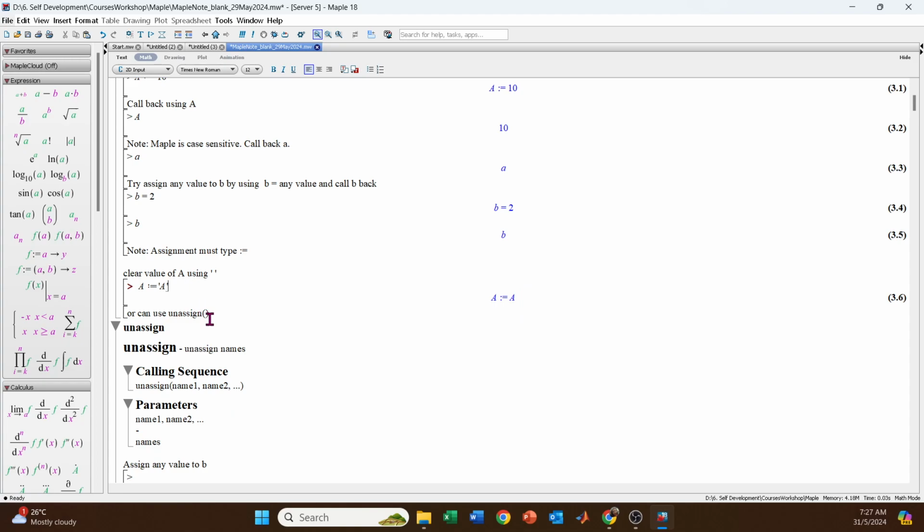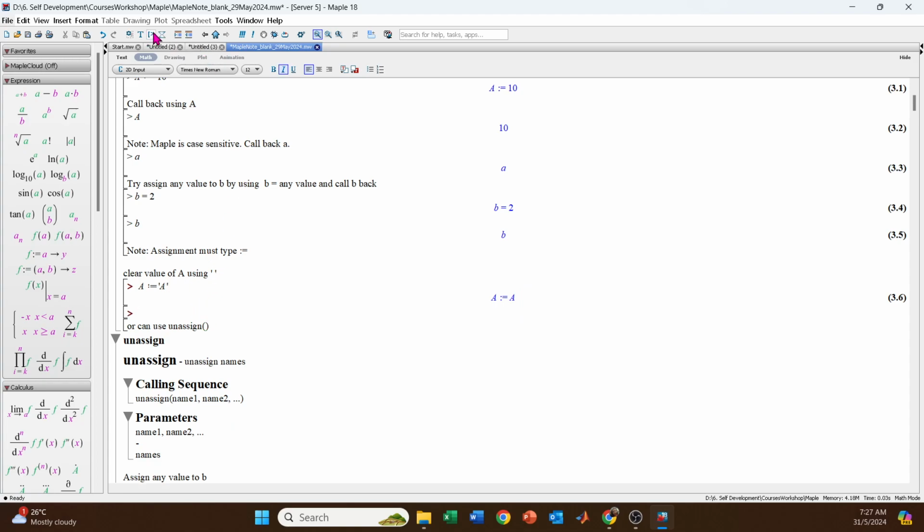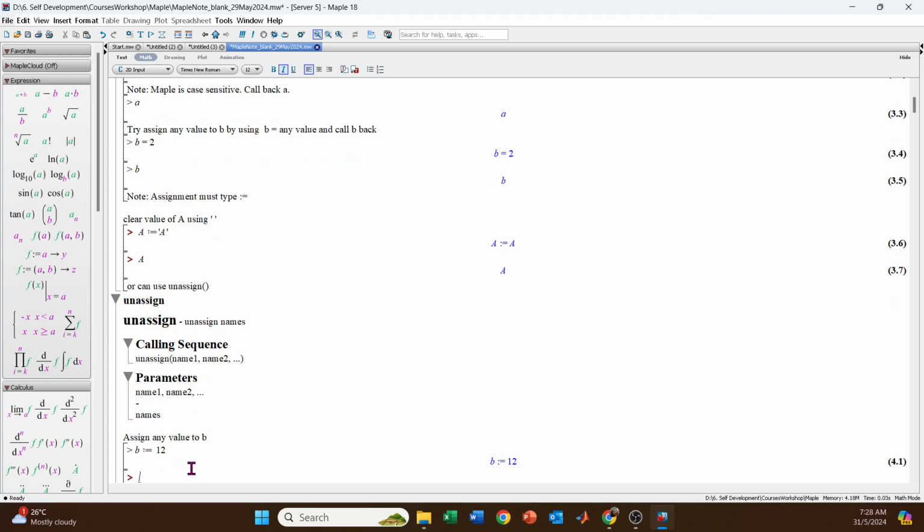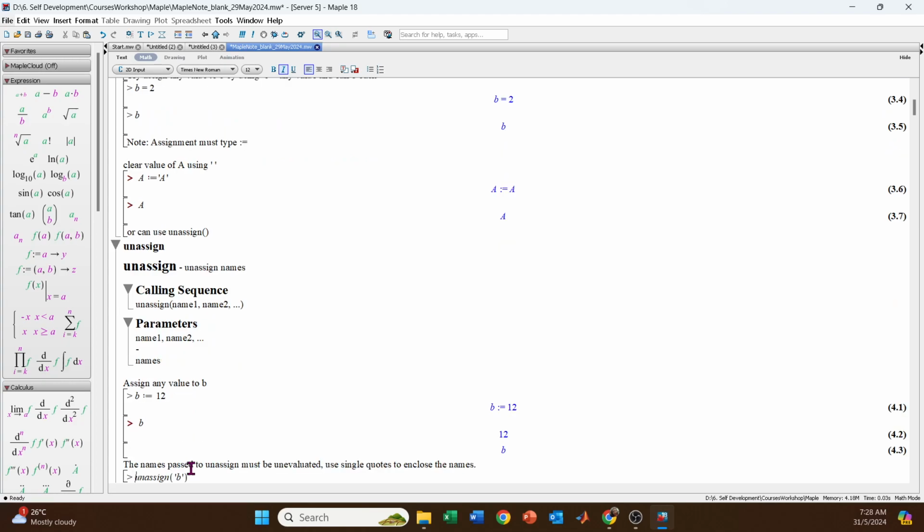So now, you can try to call back, see whether a contains the value 10. No more. So to clear the value of a, either you use a colon equal single quote a, or you can use the unassign command to clear the value of a. Then let's say, since a has no value, assign any value to b. Let's say b equal to 12. Call back b. b really is 12. Now you use unassign.